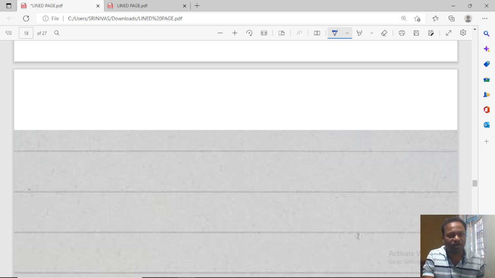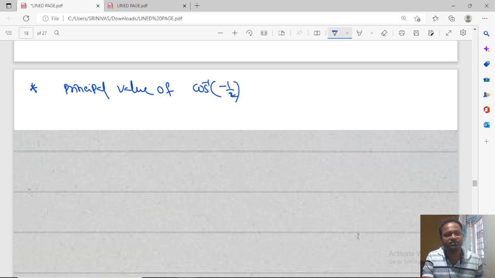Now I will do one more problem which is frequently asked. Principal value of cos inverse minus 1 by 2. This is the question. Very simple. What is the range? Range is the closed interval 0 comma pi. We need to write it by the side. Solution. What will be the solution?